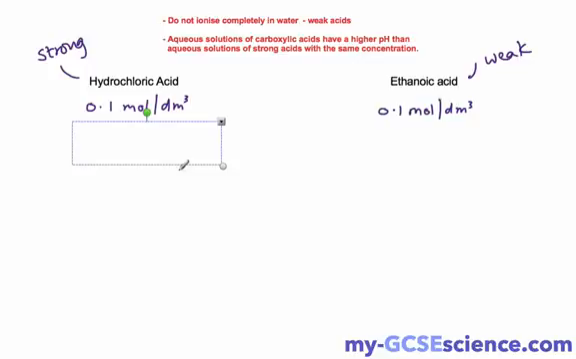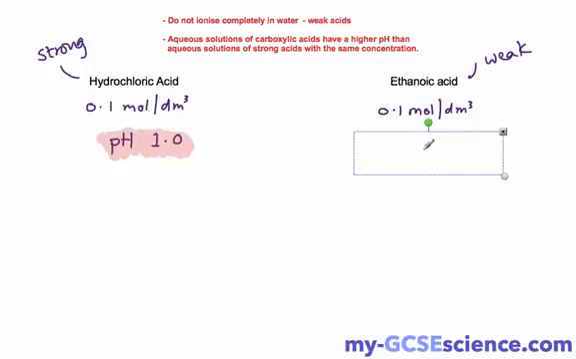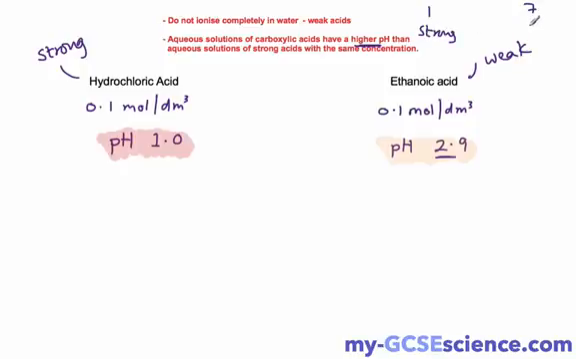This one over here, hydrochloric acid, will produce a pH of around about 1.0, and this will produce a pH of 2.9. So here we said aqueous solutions of carboxylic acids have a higher pH. So here's our higher pH. That means it's less acidic. Remember, our pH scale goes from 7 down to 1, and 1 is the strongest acid, and 6 is the weakest acid. So here we have a weaker acid with a higher pH number, even though the two concentrations are the same. Why does this happen?